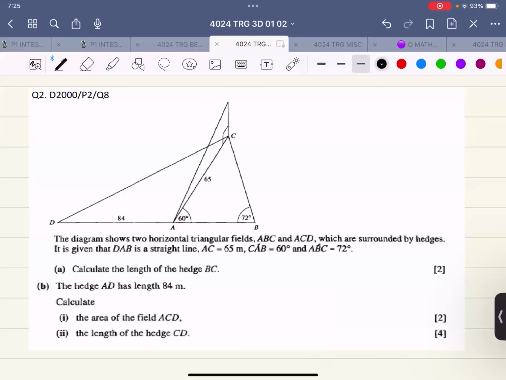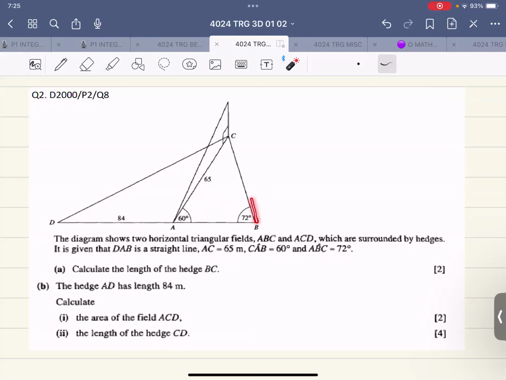Now in this question, it's the same type of question. Let's see. The diagram shows two horizontal triangular fields, ABC and ACD. So ABC is one of them and ACD is the other one, which are surrounded by hedges. It is given that DAB is a straight line. So DAB is a straight line. And then the measurements are given, 65 meters, 60 degrees, 72 degrees, and so on. Calculate the length of the hedge BC.